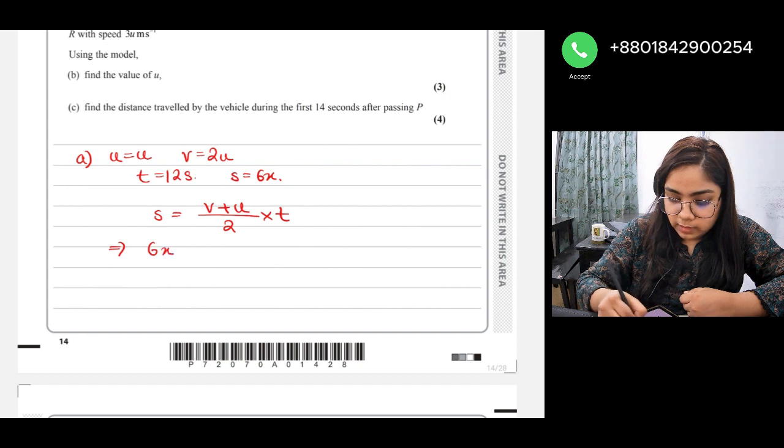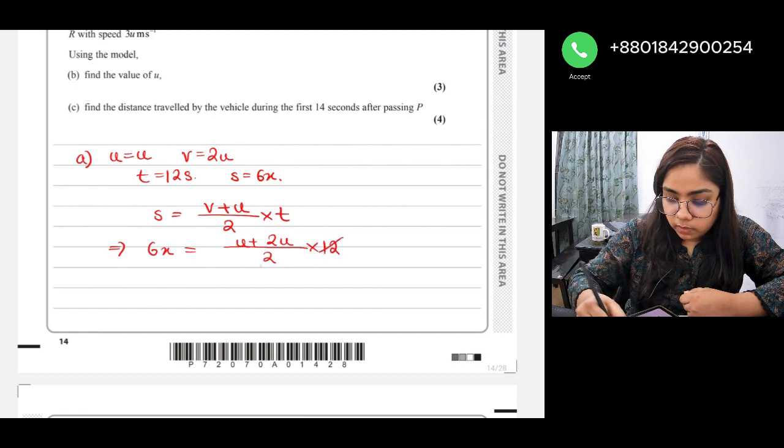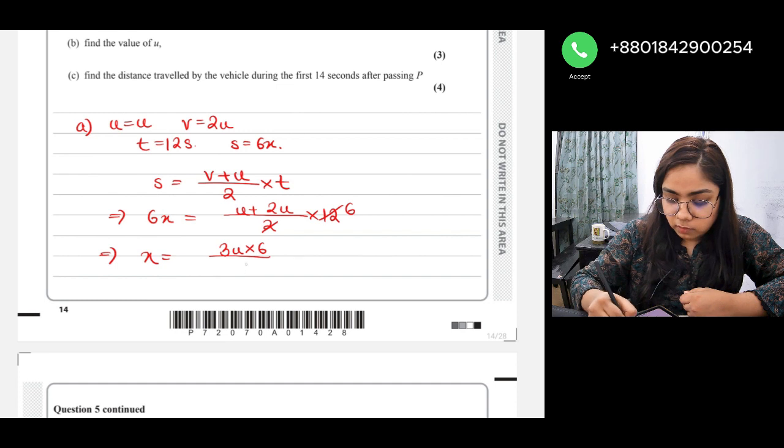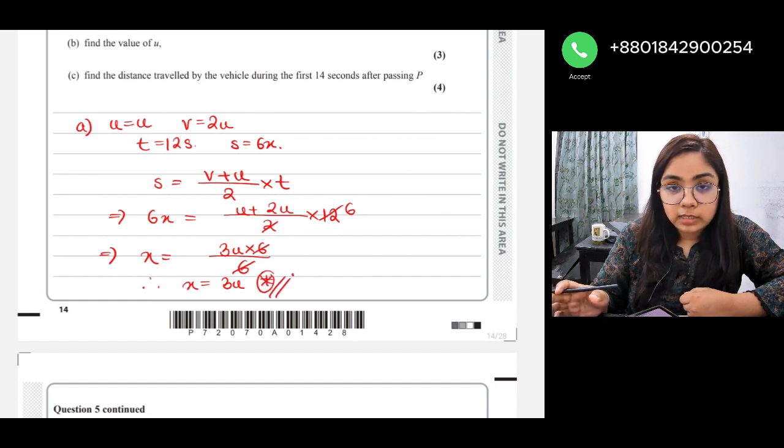Distance over here is 6x. V plus u is going to be what? u plus 2u divided by 2, multiplied with 12. So you get 6 over here, right? And again over here from this 6, you can actually get 3u multiplied with 6. If you take this 6 to the right hand side, it's going to be divided, and finally you get x equals 3u, right? This was in the question which you have to show. So we have clearly stated this, and that was all the working for part A.